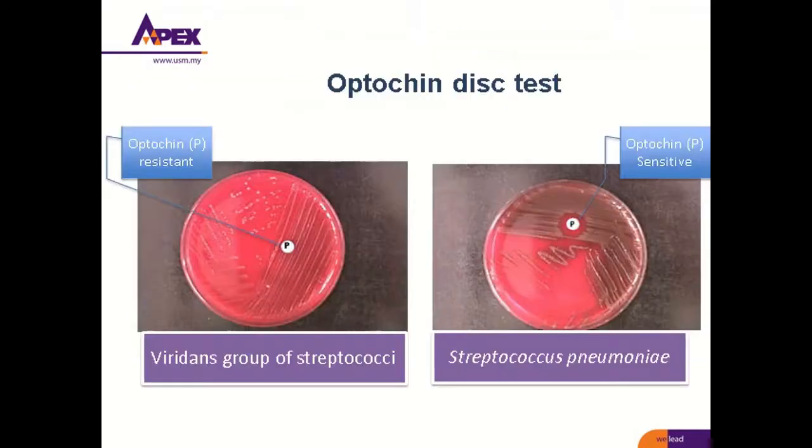On this slide, we can see the viridans group of streptococci, which is resistant to optochin, and on the right we can see Streptococcus pneumoniae, which is sensitive to optochin. We can see there is clearing around the optochin disc.